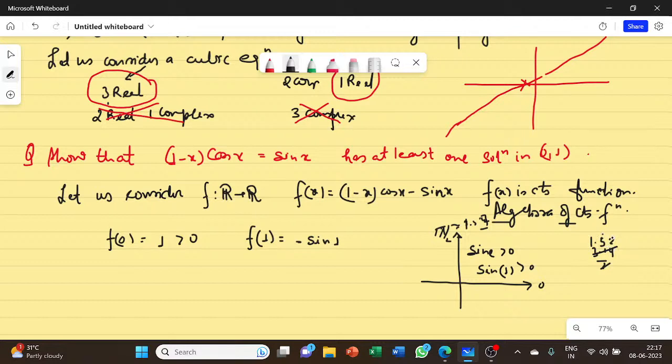In fact, I should write 1.57 would be okay. So it is around 1.57. So obviously 1 would be some angle in real terms. That is, 1 would be somewhere contained in the first quadrant. In the first quadrant, sine is positive, and there is a negative sign here, so this will be negative.